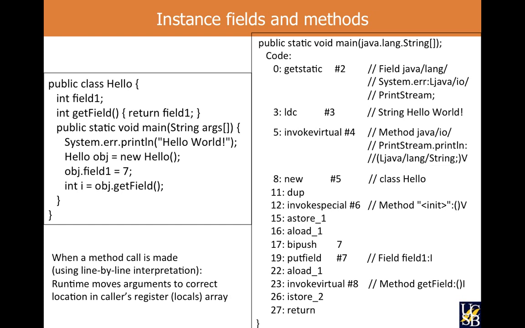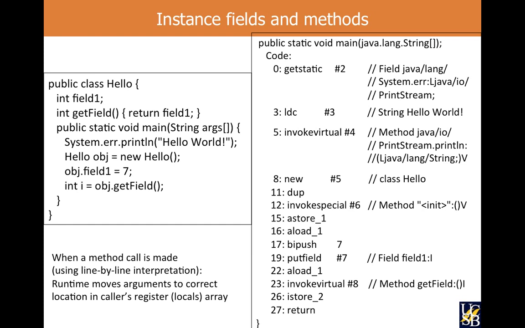The first thing we do with that handle is to store the address of this object into local variable 1 at line 15 in bytecode. This corresponds to the OBJ variable in the source code on the left. The other point I'd like to make is to point out the differences between instance fields and instance method invocations in contrast to the static fields and static method invocations that we looked at in the prior slide.